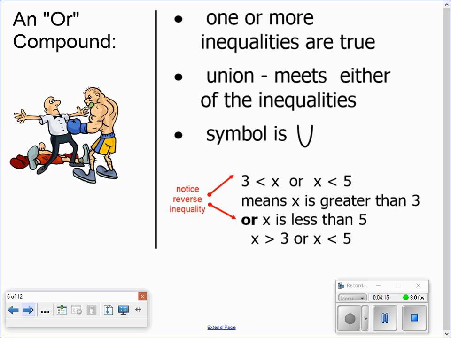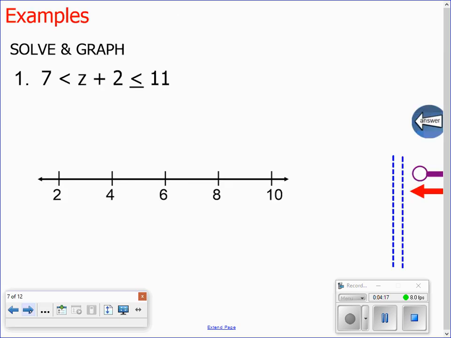Let's look at an example. Let's look at this one. We have 7 is less than z plus 2 is less than or equal to 11. This would be what is known as an and compound inequality. Anytime we have an inequality that is expressed in this form, it's an and compound.